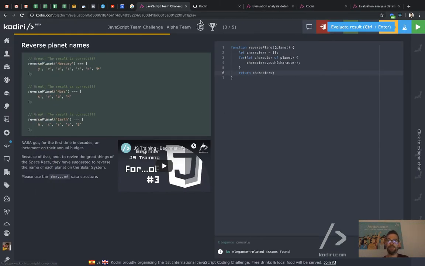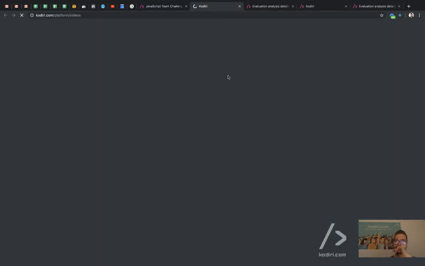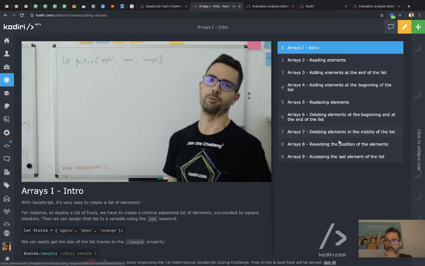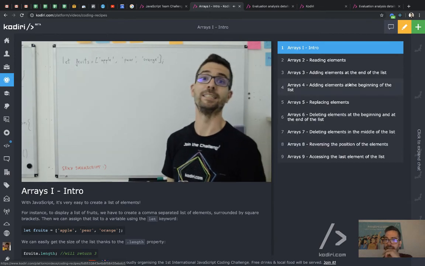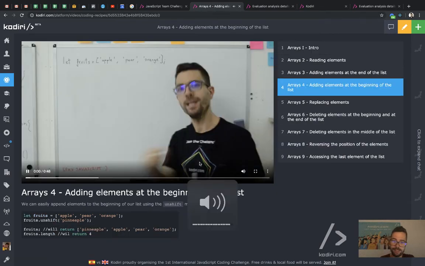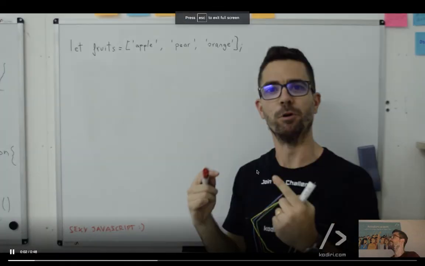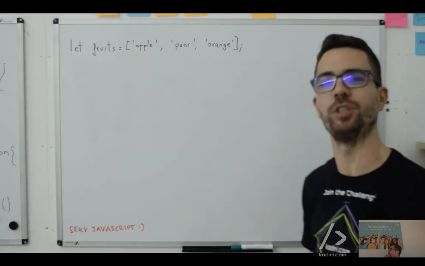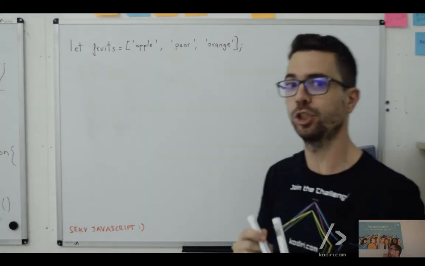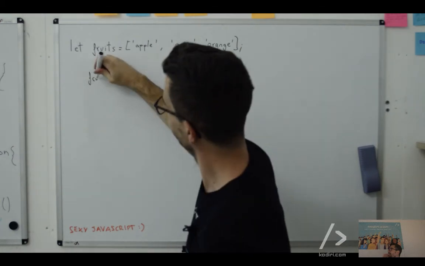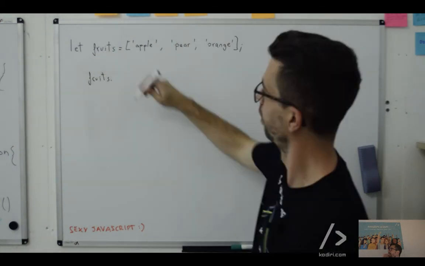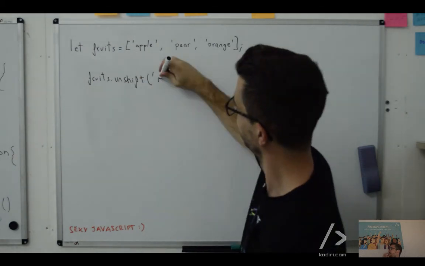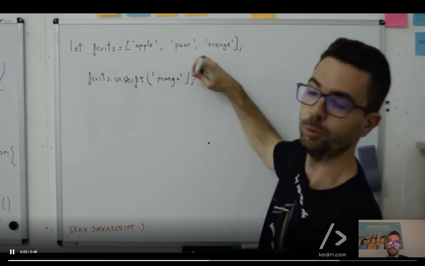Or the alternative. Imagine that I don't know how to do it, so I'm going to learn in a selfish way how to add elements at the beginning of the array. What happens if we want to add our new fruit not at the end of the array, but at the beginning, on top, in the first position? Instead of push, we can use a new method called unshift, and then the name of the fruit that we want to add.